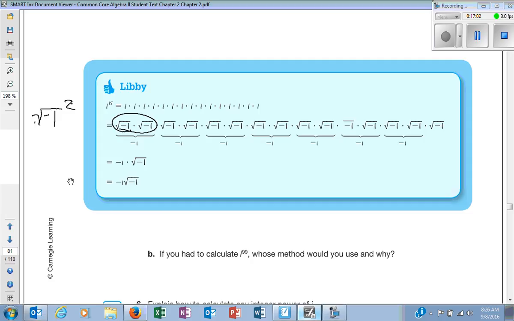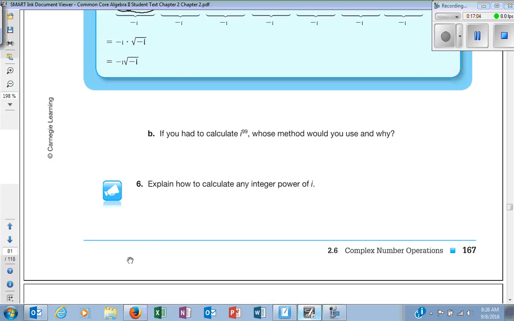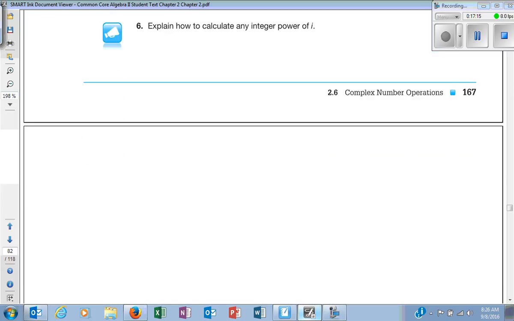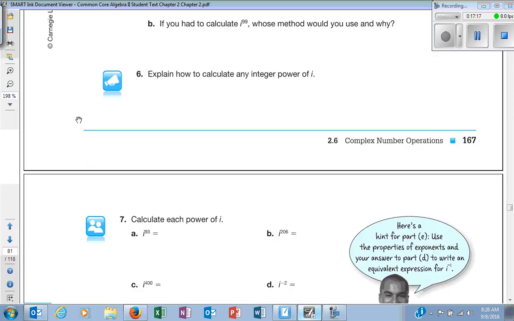Especially when I give you I to the 99th. Have fun writing all those I's. You won't finish my test. Correct? How are you supposed to do this one? What did I tell you to do? Take 99 and do what? Divide by 4 and figure out how many are left over. If you do that on a calculator, you're going to get a decimal.